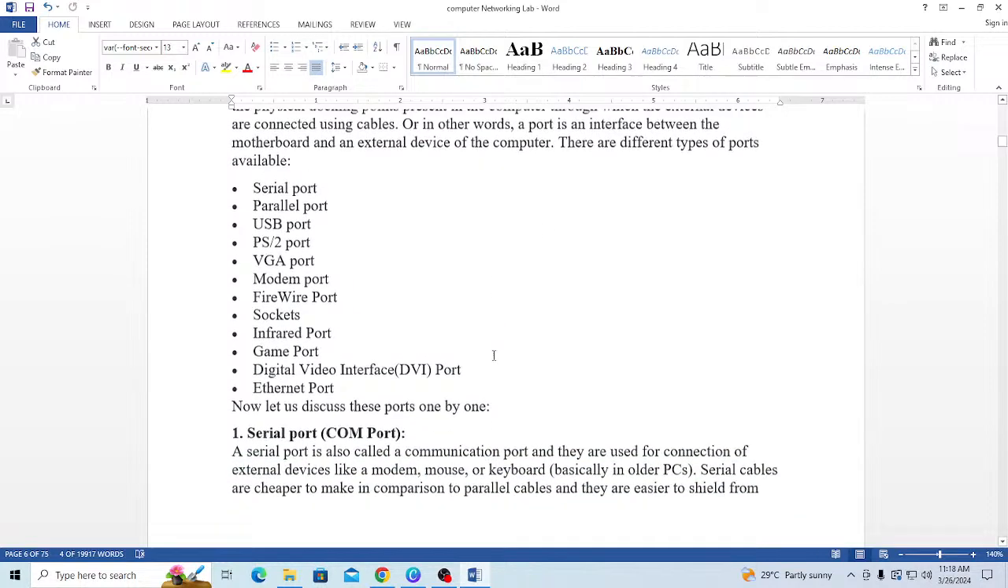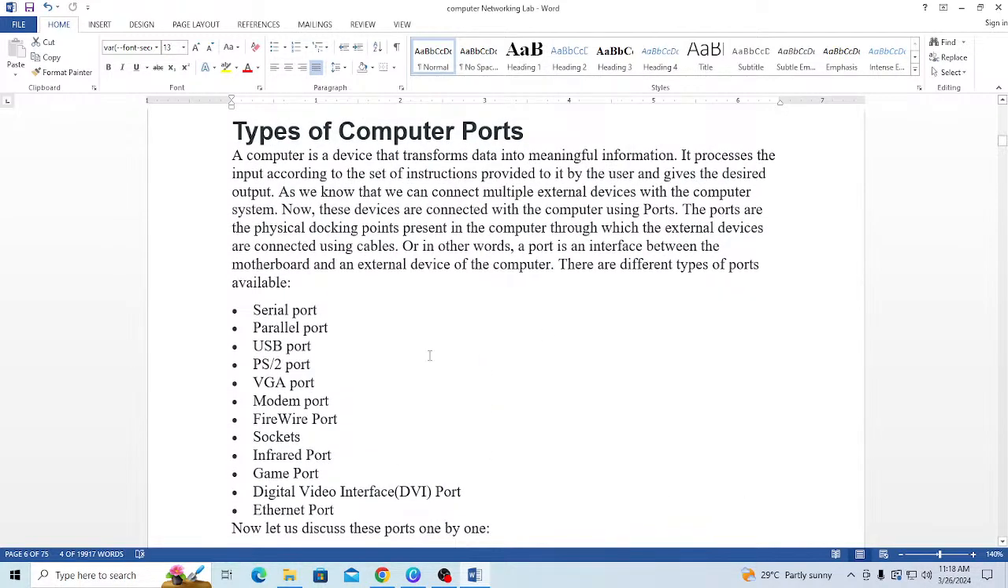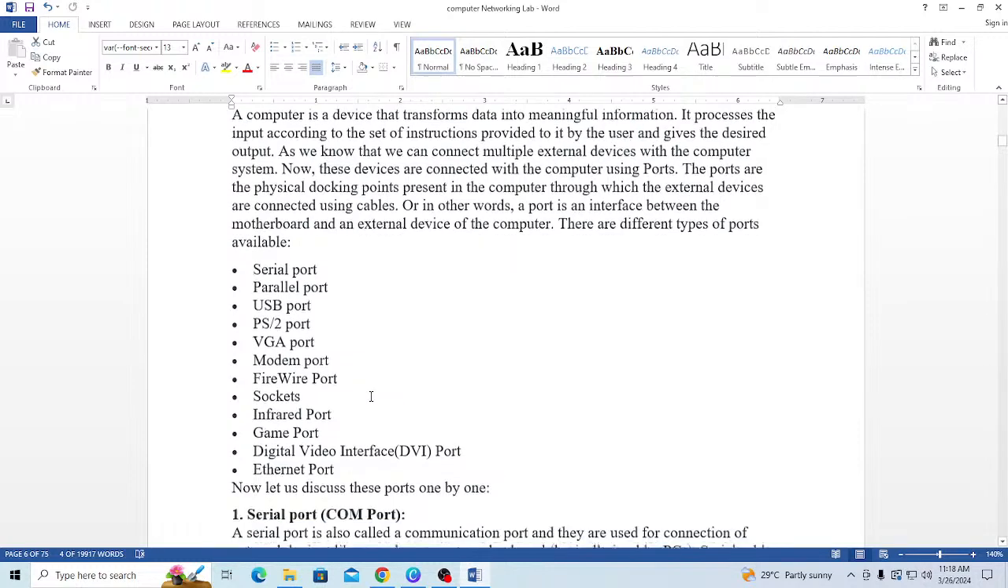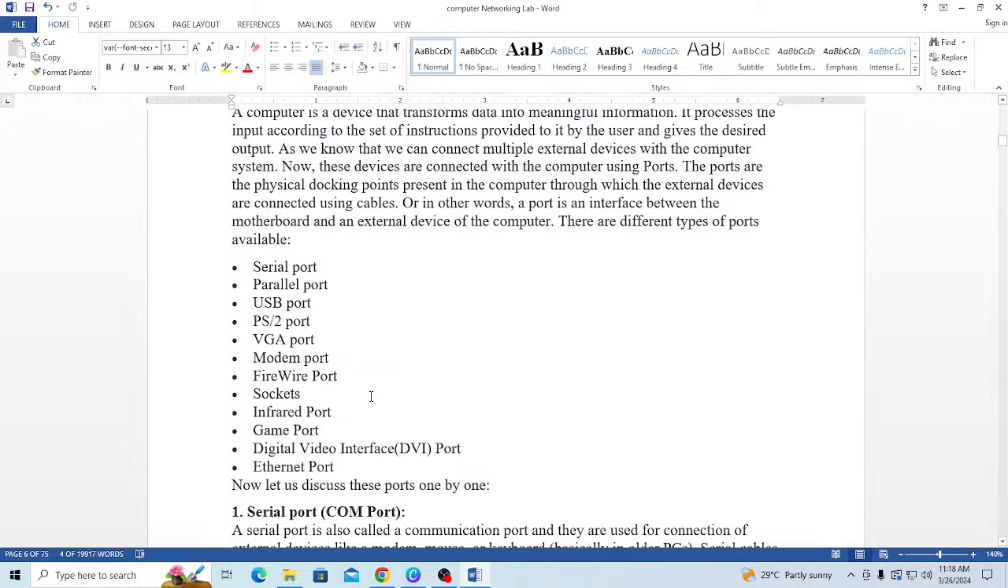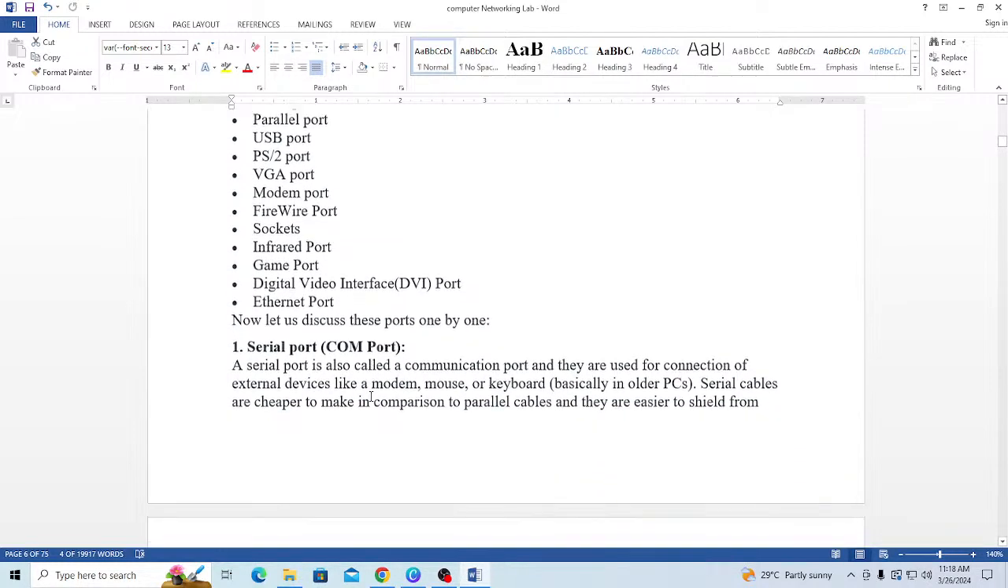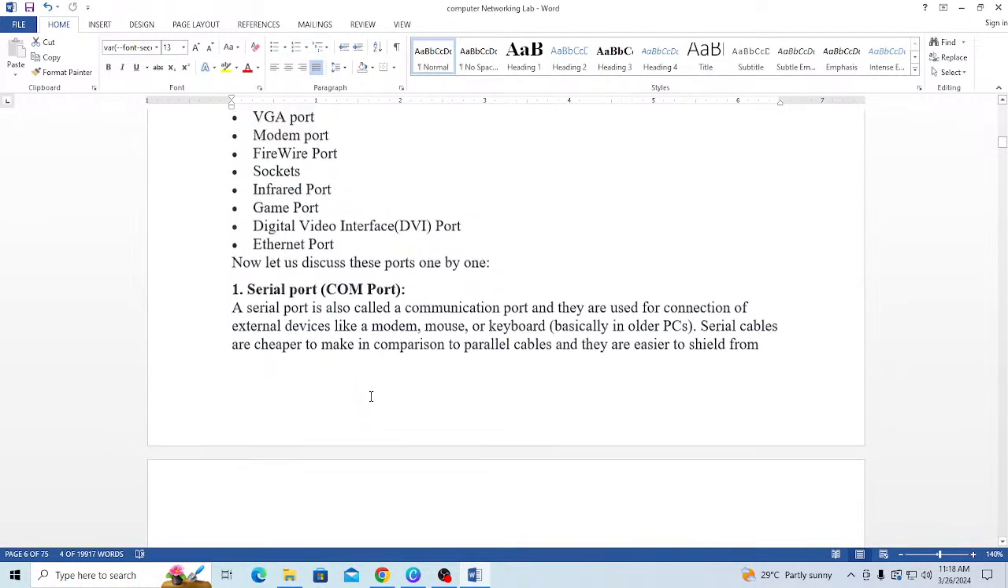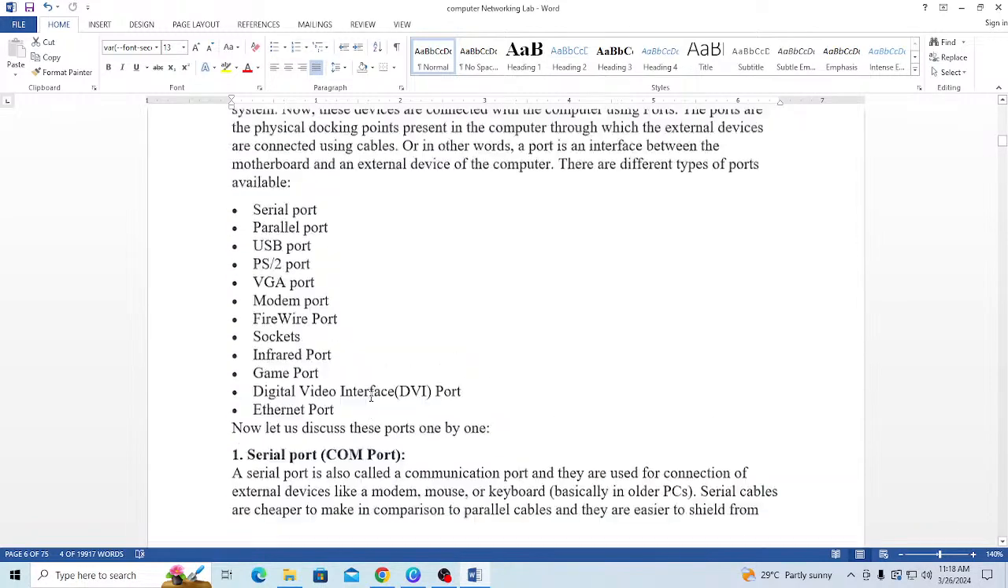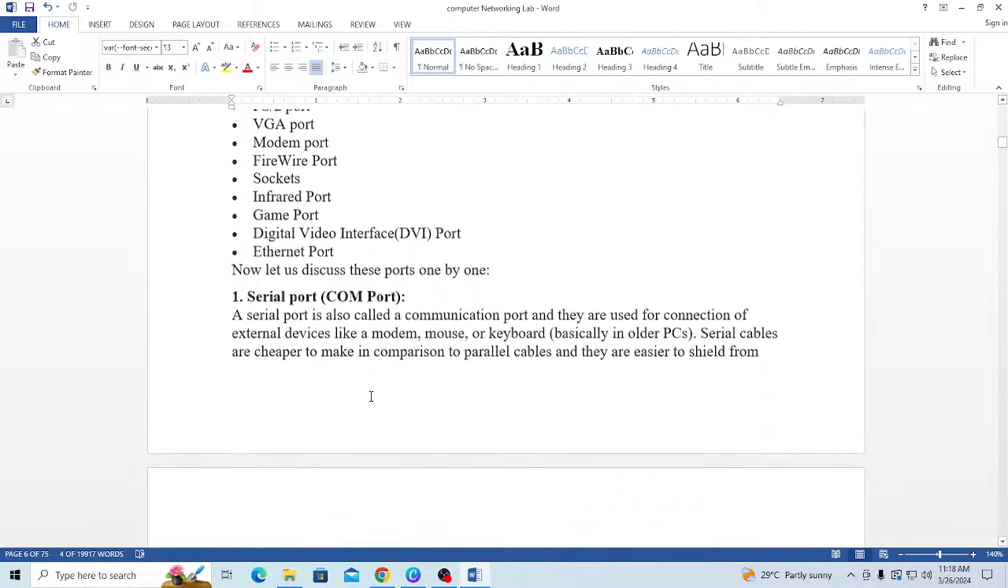So these are the different types of ports available. First one is the serial port, parallel port, USB port, PS2 port, VGA port, modem port, FireWire port, sockets, infrared port, game port, digital video interface, Ethernet port. Like that we have a number of ports. The purpose is to act as an intermediate between the motherboard and the user.